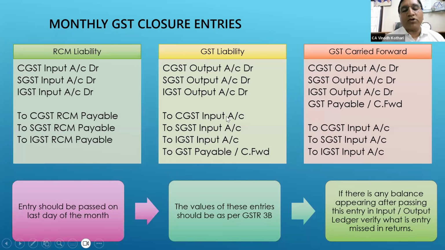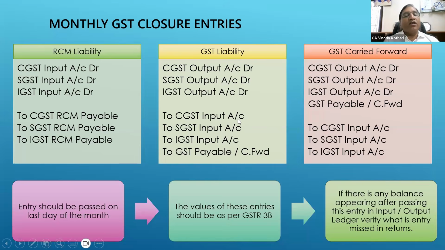In the same way for input, whatever you have claimed, only claimed, not reclaimed. I am talking about only claimed, net of your reversal. Whatever input you have claimed, that input account you also credit here. So you debit the output, credit the input, and the balance amount will be GST payable or carry forward. This entry you have to pass at every month end.